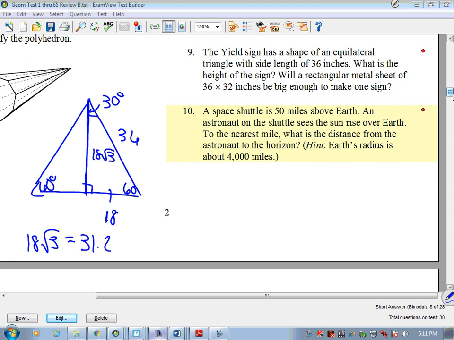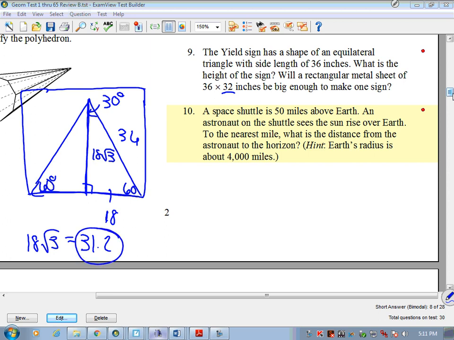in your calculator. And because it's 31.2, it means it's less than the 36. Okay, there's my 36. I'm only 31.2 of my height, which means I've got enough metal to make it. So 31.2 is the number we're looking for there.